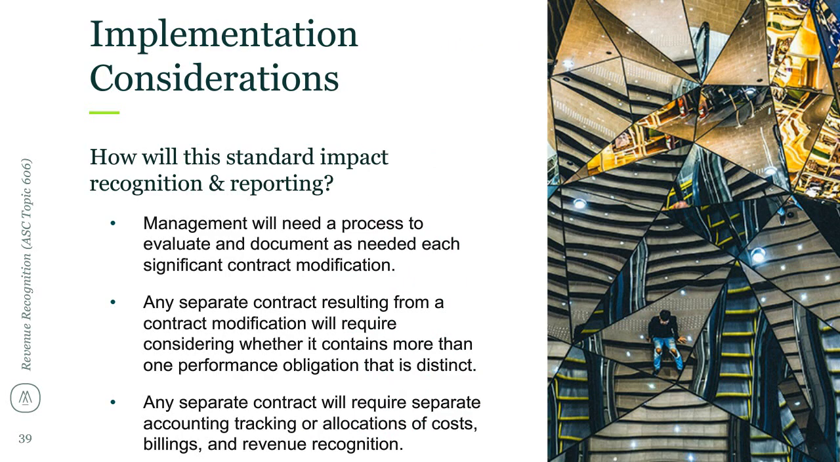So things right off the bat that are going to be impacted and new processes you may need to have in place that you may not already have in place are going to be surrounding contract modification. So management's going to need a process to evaluate and document each contract modification. And if a separate contract is created from a contract modification, there's going to be more considerations, such as whether there are additional performance obligations in that new contract that are distinct from the original promises of the original contract. And separate contracts are going to require accounting tracking, separate costs, billings, and revenue recognition by contract. So this is going to be something that may be a change for you from legacy GAAP, is dealing with the contract modification.